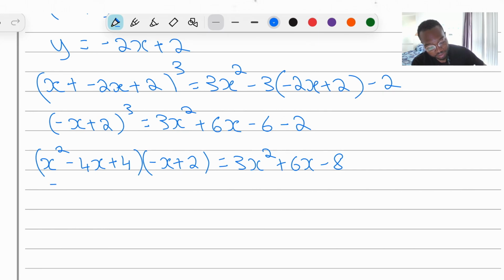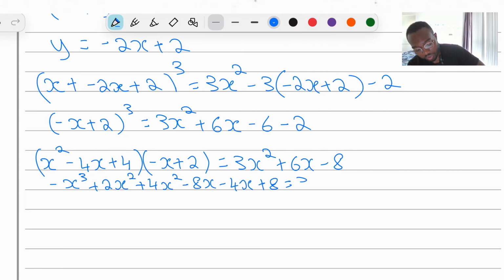And if we expand this out again, what do we get? We get a minus x cubed plus 2x squared. We get a positive 4x squared minus 8x. And then we get minus 4x plus 8, okay? And that's equal to 3x squared plus 6x minus 8.